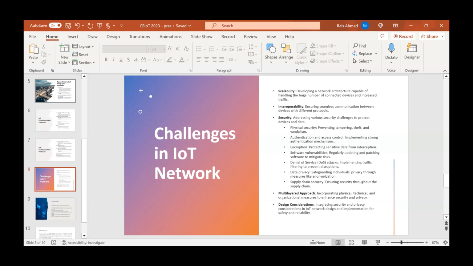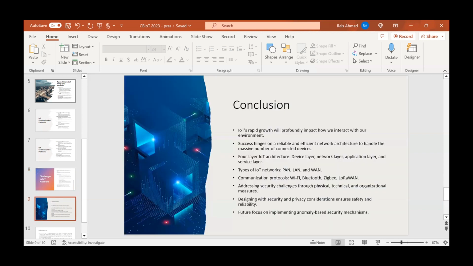Design consideration is very important: which device to use, and when you are designing the IoT, which IoT device is to be used and what the application layer is. It is a rapidly growing technology, and its success depends on security. Currently, our team, myself included, is working on security.